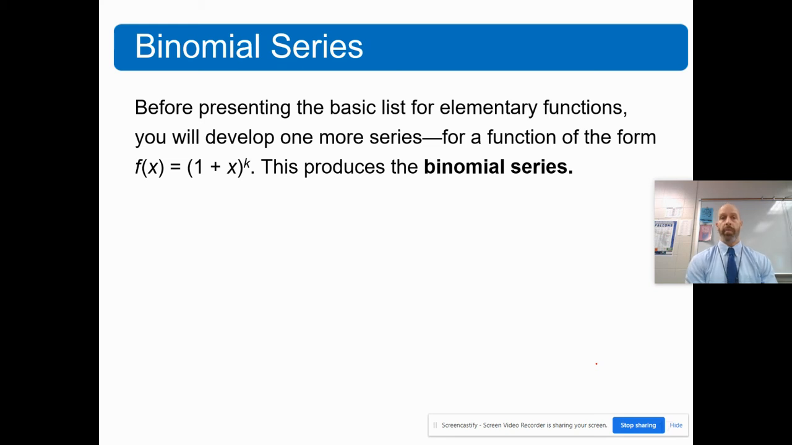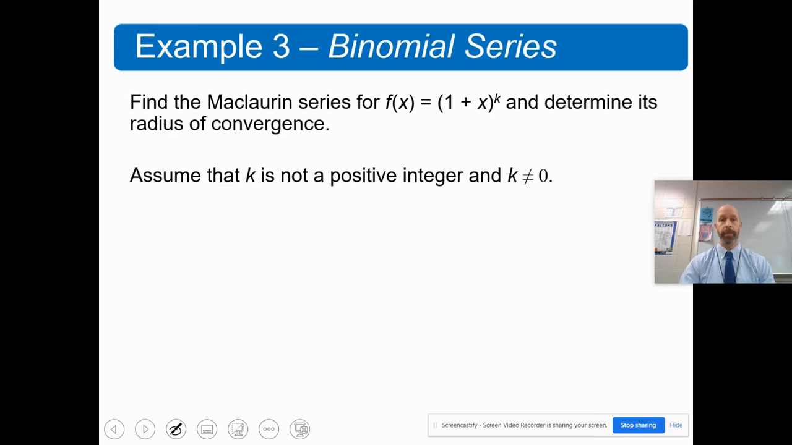Okay, so now we're going to start moving towards the binomial series. And then at the very end, I'll give you a list of some of the basic Taylor series. So binomial is something like the term (1 plus x) to the k. Binomial just means two terms added together. So in this case, 1 plus x is the binomial, and we're taking powers of it. To find the Maclaurin series for this, that's what we're going to do here in example 3.